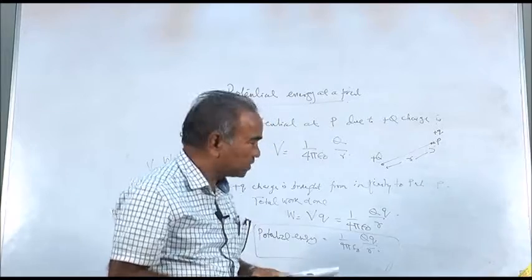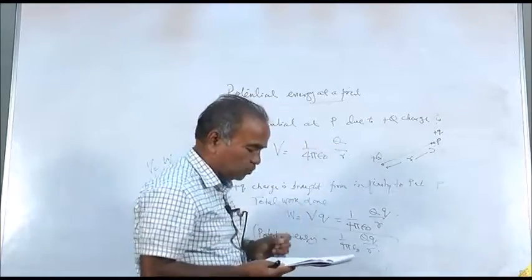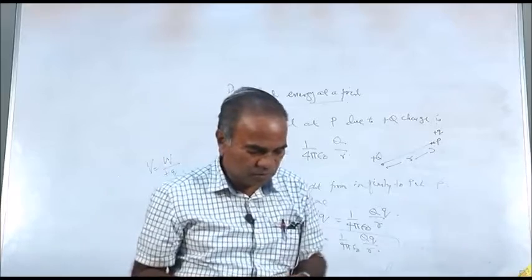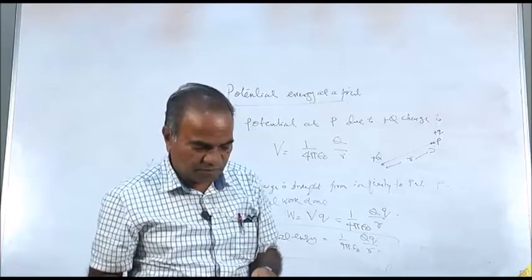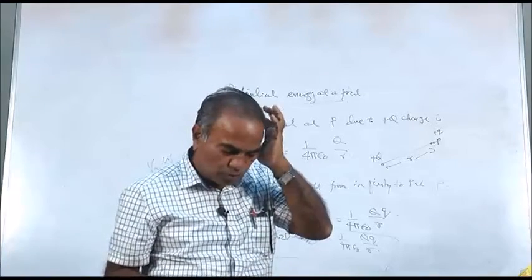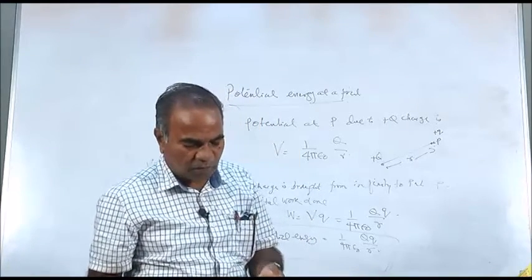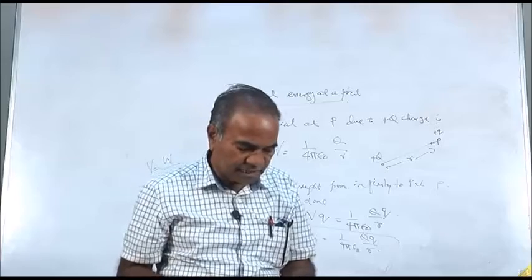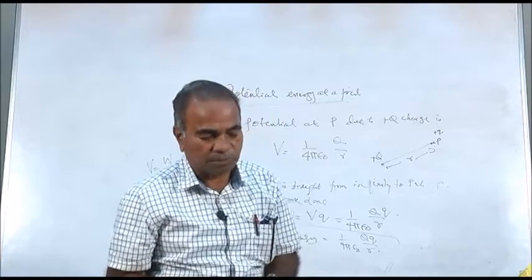And if capital Q and small q are of the same nature, potential energy is positive, because repulsive force exists between them. Similarly, if capital Q and small q are of opposite nature, potential energy is negative, because there is an attractive force between them.